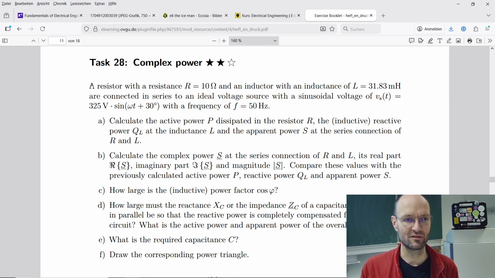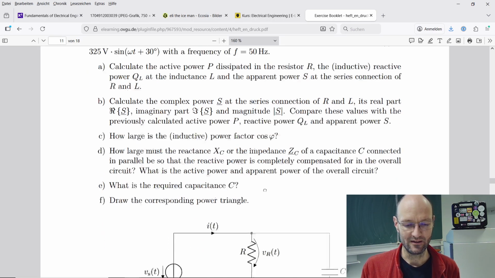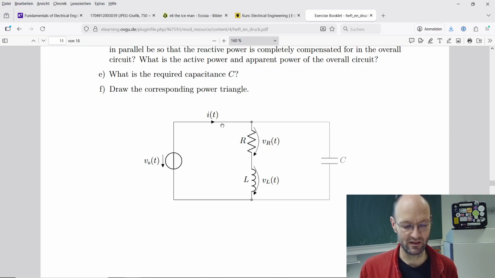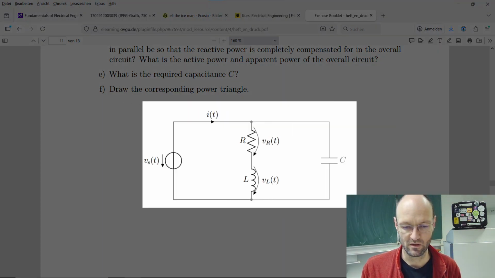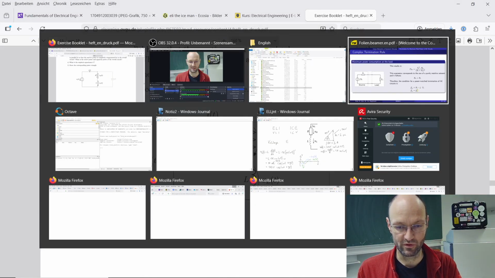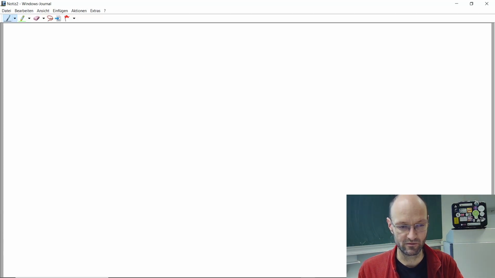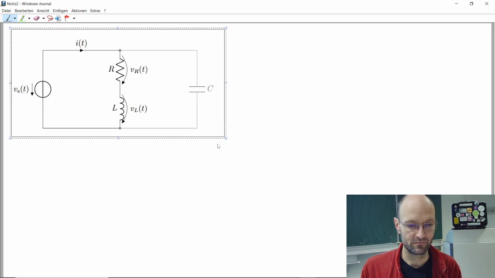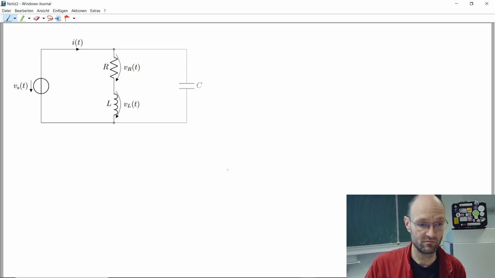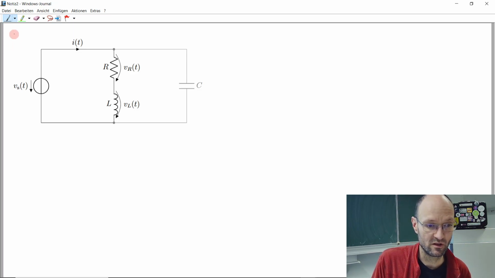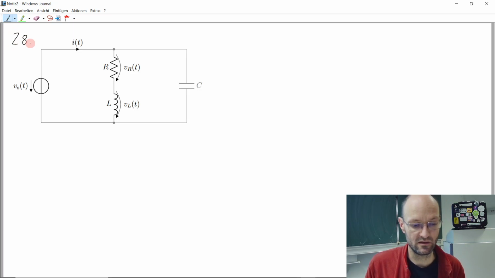And it's quite a long task, but at the end, I think there's not so much calculation to do, but there's the circuit. And what I will do is, as usual, copy the circuit and put it into my drawing program, which I've prepared here. And then we can think about these subtasks for task 28.